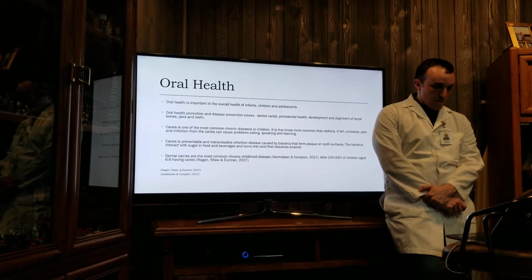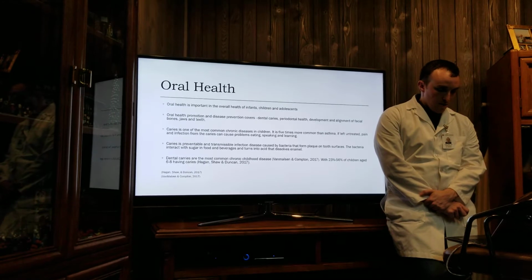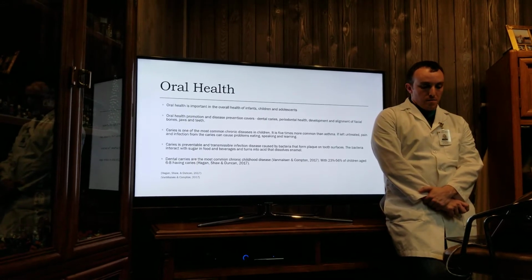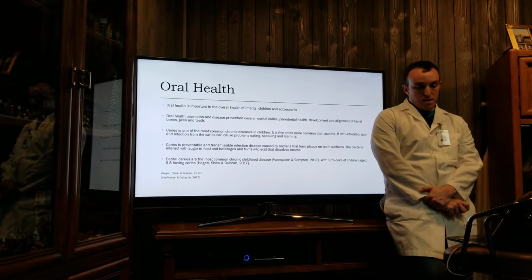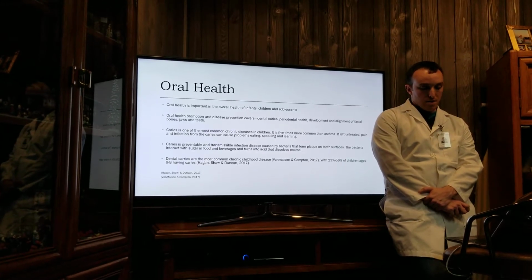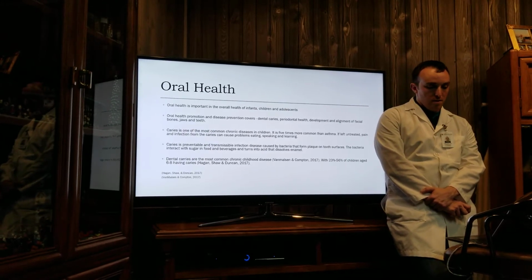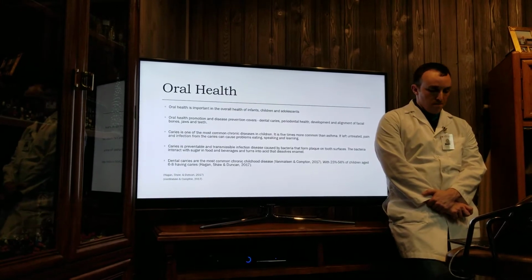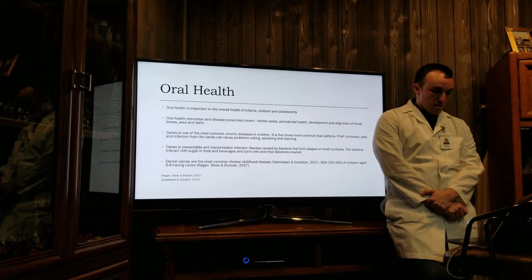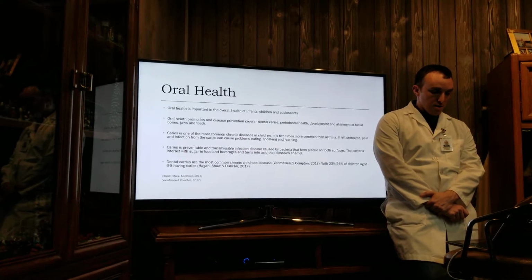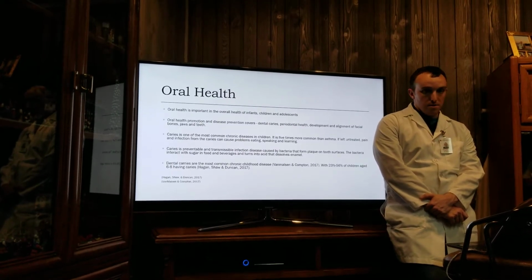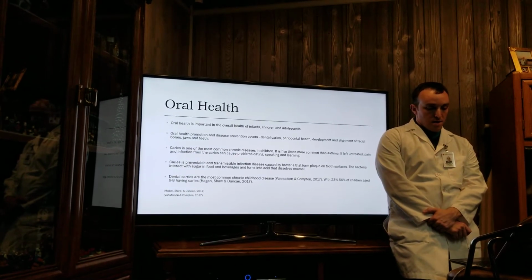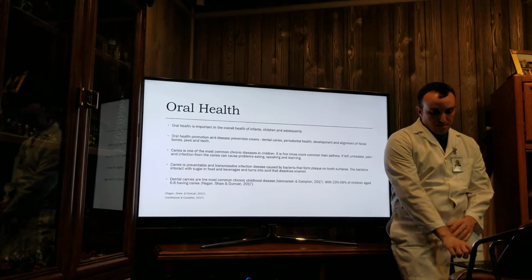Caries is preventable and transmissible, and it's an infectious disease caused by bacteria that form plaque on tooth surfaces. The bacteria interact with sugar in food and beverages and turn it into acid that dissolves the enamel of the tooth. Dental caries are, according to this source, actually the most common chronic childhood disease, with 23 to 56% of children aged 6 to 8 having caries.